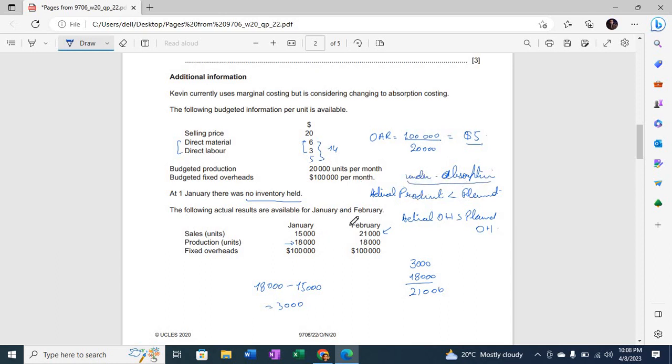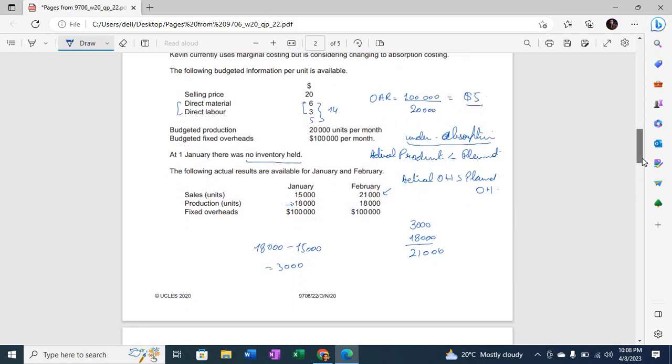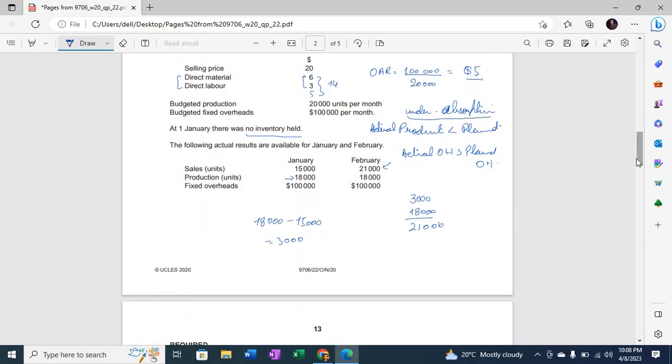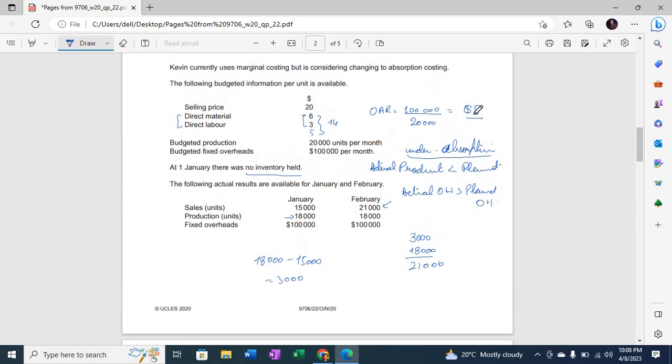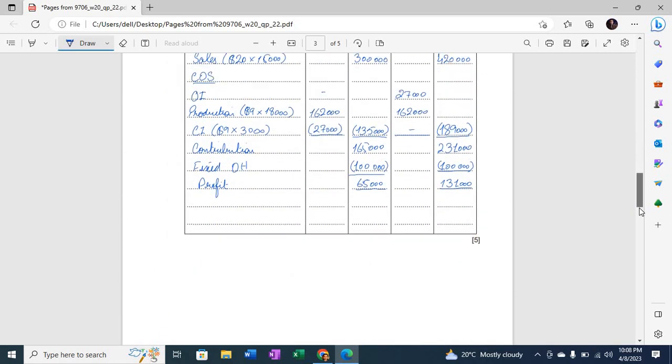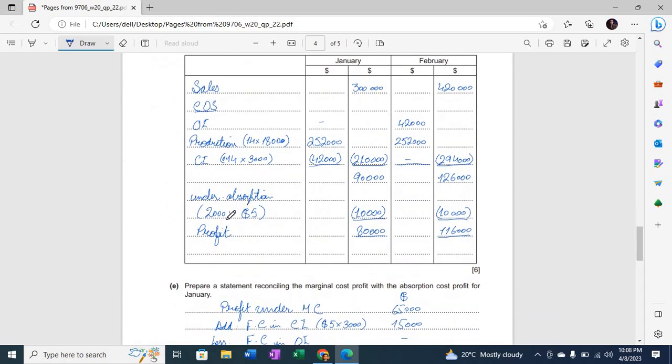So 18,000 is your actual production and your planned production was 20,000. So under absorption is 2,000 units less than the planned production, and the overheads per unit are $5. We multiply $5 into 2,000 to find the under absorption of overheads. The total under absorbed overheads are $10,000. We always deduct under absorption of overheads from the gross profit to get the net profit, which is $80,000. If it is over absorption, we add it to the gross profit. So the profit for January will be $80,000.